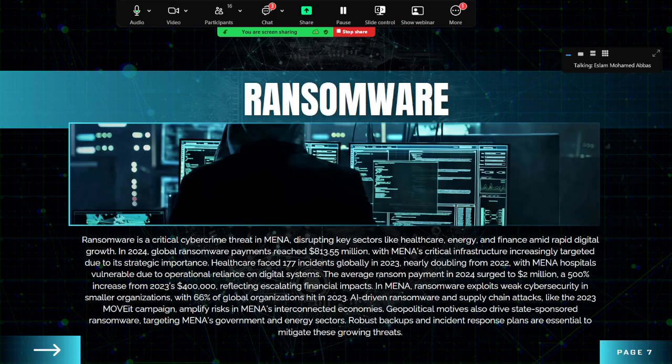in 2023, and a lot of healthcare systems are infected with ransomware, and this will be a very big obstacle in the coming days, because it's related to the health of people in each country.